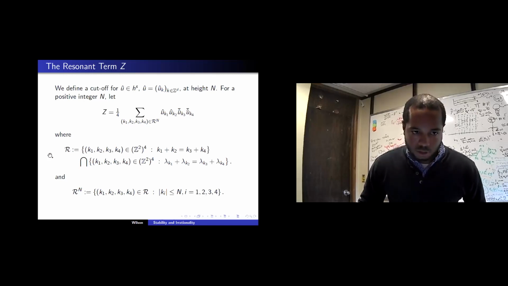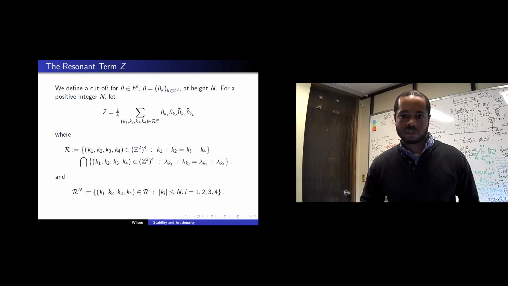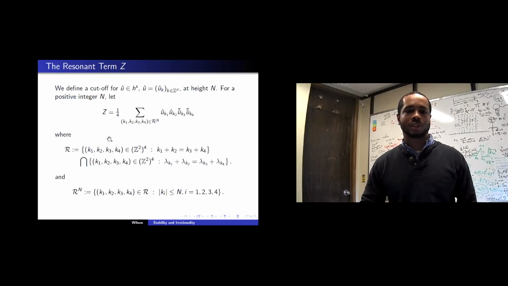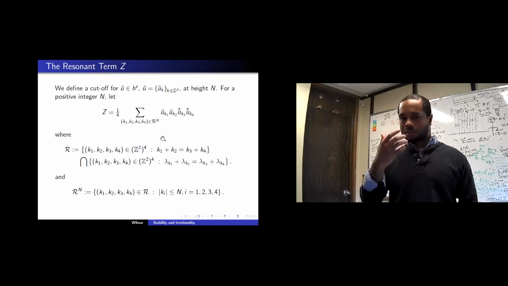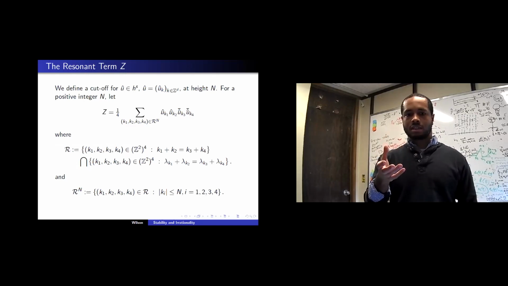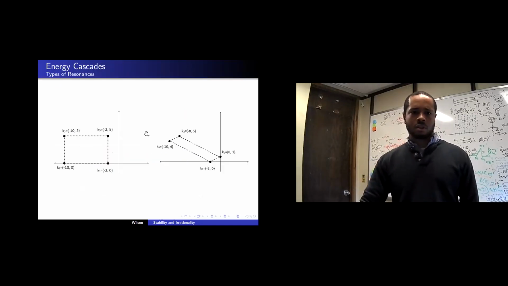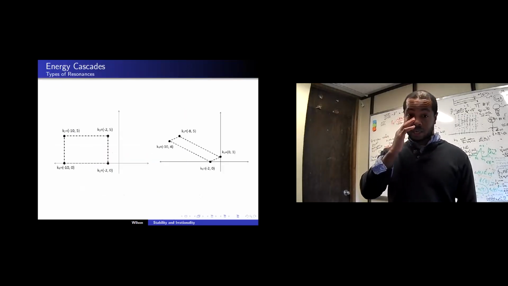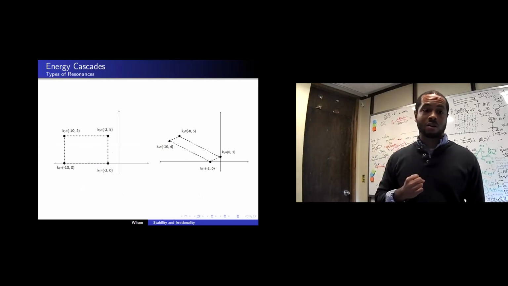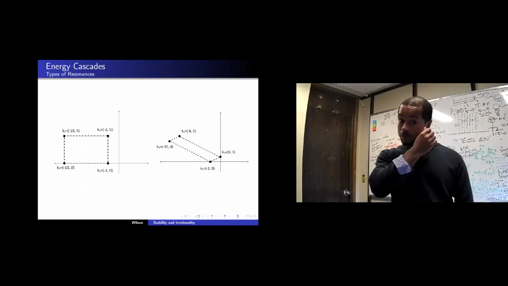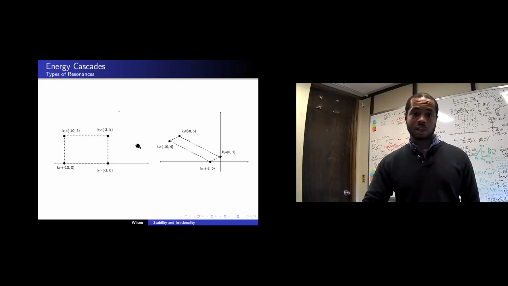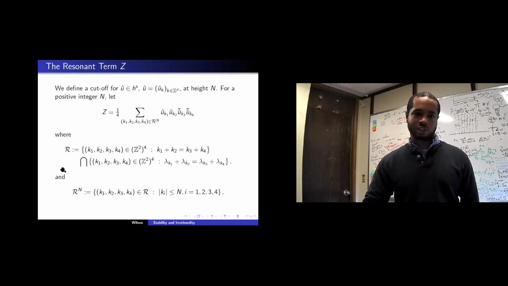So these resonant terms are what I essentially care about the most. In some sense, they should completely determine the dynamics of the system. And what we would like to do is say something about what this tells us about the flow. Let's look at that really quickly. What do these K1, K2, K3, and K4 quadruples look like? They can take two forms, and these are two examples that satisfy these two conditions here.